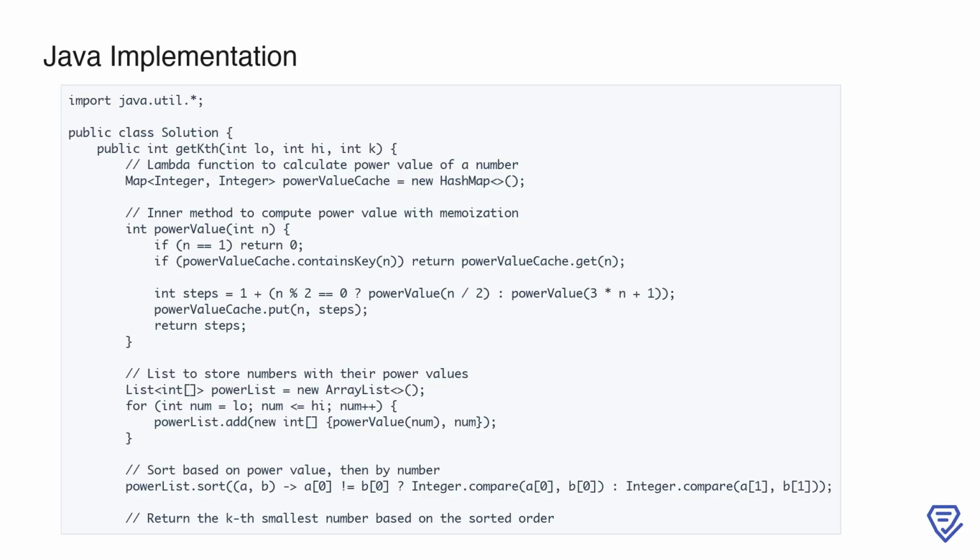Next, we create a list of integer arrays, where each array holds a number alongside its corresponding power value. Using a for loop, we iterate through all numbers in the range [low, high], compute their power values using the powerValue function, and store these pairs in the list. Afterward, we sort the list based on the power values, and if two numbers have the same power value, they are sorted by their magnitude. This ensures the correct order for the subsequent retrieval.